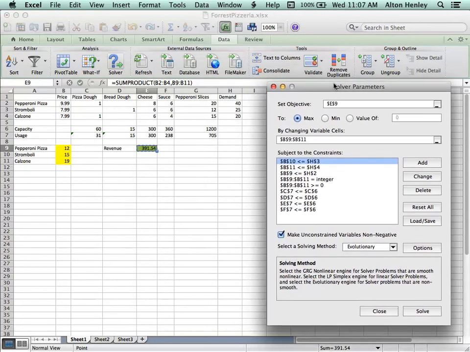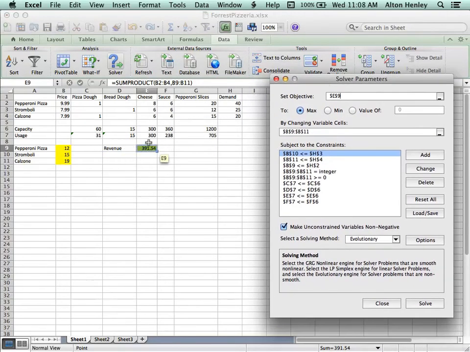So when we take a look at this, we can see that I've set my objective to be the revenue. It's being set to max. The cells that I'm changing are my decisions, B9 through B11. And I'm setting them up so that B9 is less than or equal to H2, and B10 is less than or equal to H3, and B11 is less than or equal to H4, so that I don't exceed the demand when I'm making these ingredients.